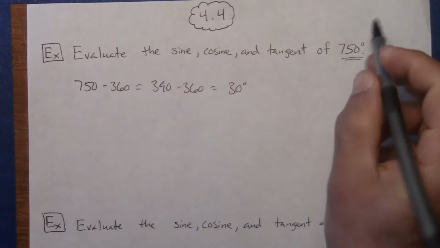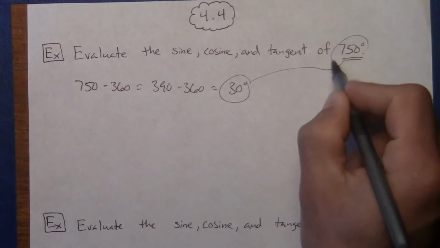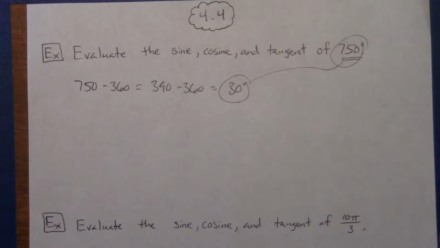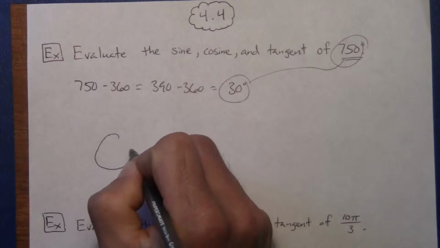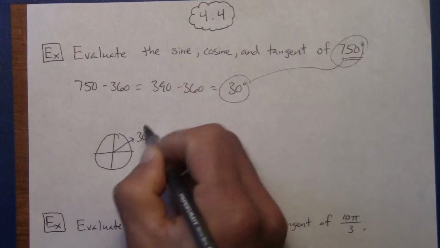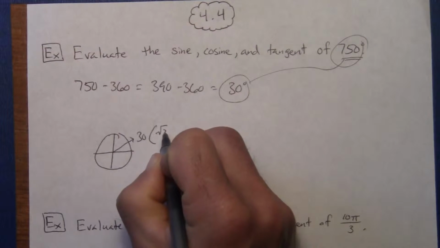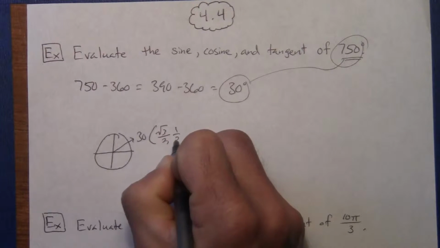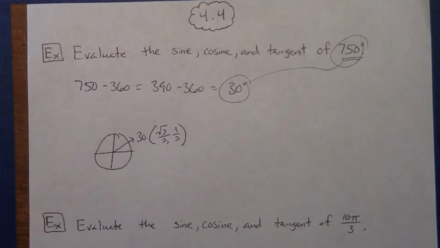And I know that realistically, 30 degrees and 750 degrees are coterminal, if you remember that word, meaning they're the same spot on the unit circle. So if I look at my little unit circle, I know over here at 30 degrees, my point is the square root of 3 over 2, 1/2. And now I can just answer the questions.